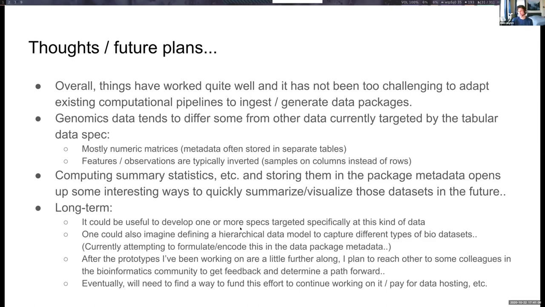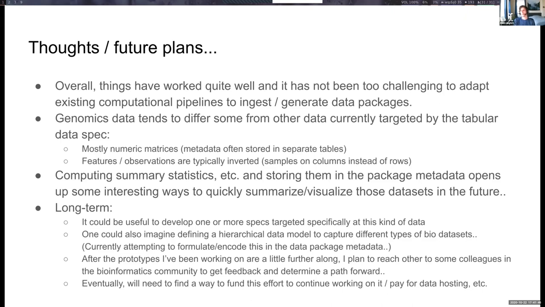So the next step for me personally, so most of this I've been doing on my own at this point just to get a sense for how feasible it is in the long run. After I've done a little more work on the prototype pipelines and maybe have the chance to put together a web interface to explore the results, my plan is to reach out to some other people I've worked with over the years in the bioinformatics community and get feedback from them, and see what problems I haven't thought of already and how they think we can move things forward. And then longer term, I'll have to figure out how to pay for this.